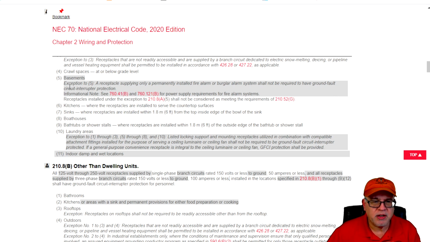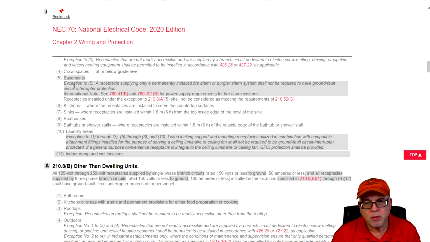Okay. Now, there is an exception to this rule, and this rule really hasn't changed from what it was previously. Basically, the exception to number 5 says a receptacle supplying only a permanently installed fire alarm or burglar alarm system shall not be required to have ground fault circuit interrupter protection. And of course, it has an informational note that sends you to 760 for fire alarms. Interestingly enough, you don't see many fire alarm systems in dwelling units that often. You might see the burglar alarm, but not so much the fire alarm systems.